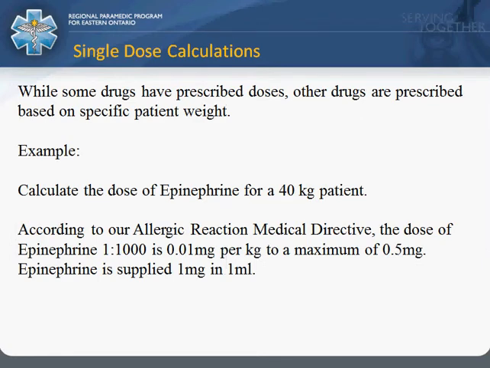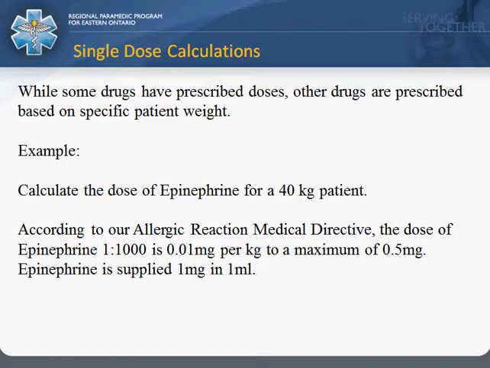Some drugs have a prescribed dose. An example might be glucagon. Above and below 25 kilograms, it's either 1 milligram or 0.5 milligrams. There's just two choices. But some drugs are prescribed based on a specific patient weight. So here's an example we'll work with. Calculate the dose of epinephrine for a 40 kilogram patient.